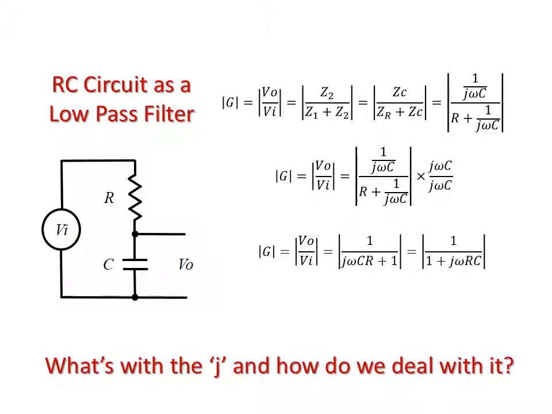So the interesting part, though, then is what do we do with j? How do we deal with it? So if we look at these, we know 1, because it's a constant.